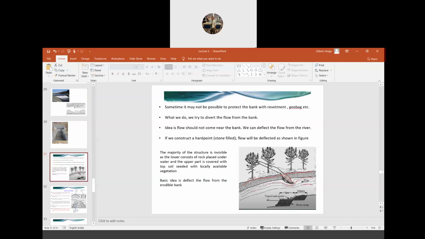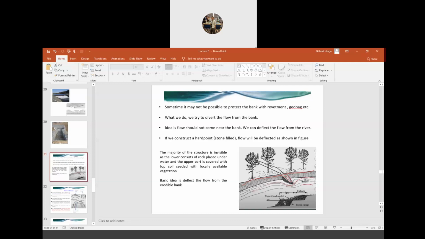All these consist of rocks which are placed underwater. And the upper part of this structure is covered with topsoil. You see here, topsoil. And then on this soil, we plant some locally available vegetation. So whatever structures we use to divert the water, the majority of the structure is covered with water.